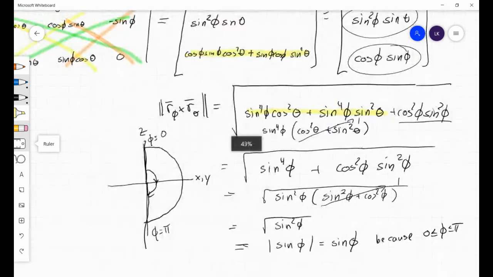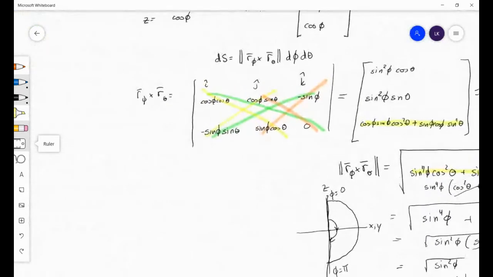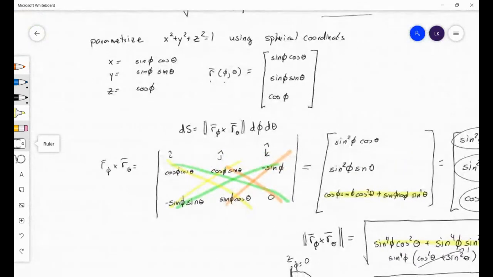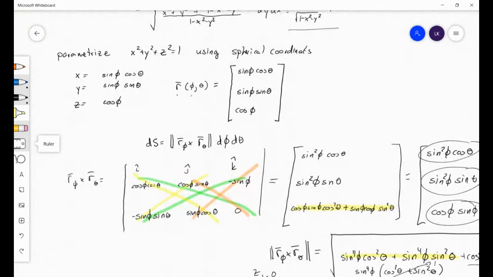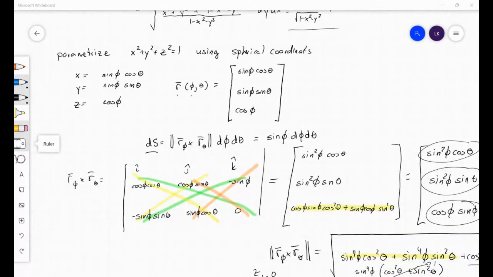All right, so all that work went into finding dS, the differential area element. The magnitude of that cross product turned out to just be sine phi. So now we're ready. Well, okay, we have to find the bounds for our parameter space, right?